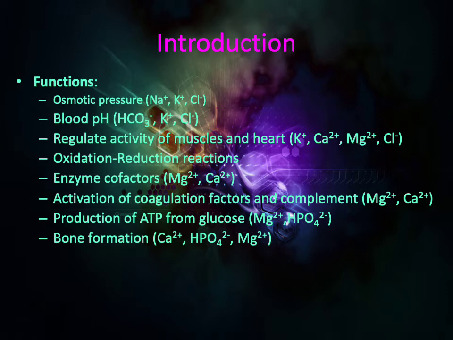This slide provides a fairly comprehensive list of the major functions of the electrolytes, excluding the trace elements. Osmotic pressure will determine the movement of water between plasma, interstitial fluid, and cells. It is regulated in large part due to the concentrations of intracellular and extracellular electrolytes. Blood pH is largely regulated by bicarbonate, potassium, and chloride ion concentrations. Muscle activity is affected by potassium, calcium, magnesium, and chloride, and the list goes on and on.